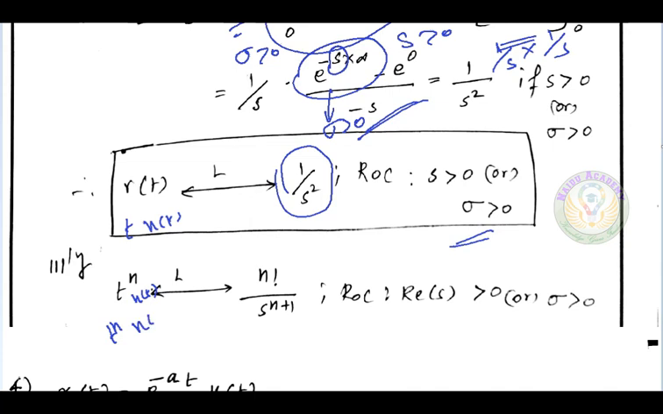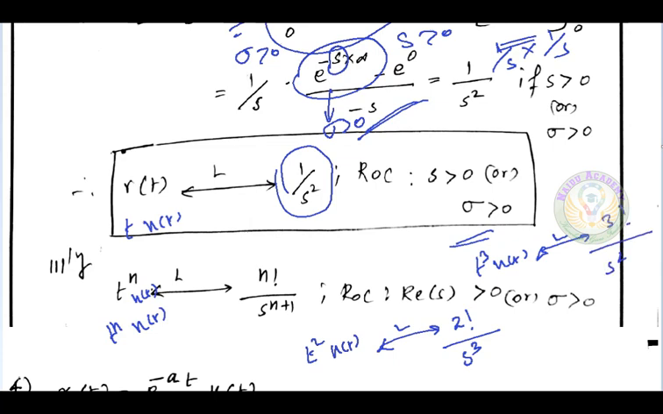T power n u of t, that will be n factorial divided by s power n plus 1. For example, t squared u of t. What will be the Laplace transform? It will be 2 factorial divided by s power 3, because 2 plus 1, that is 3. Similarly for t cube u of t, the Laplace transform will be 3 factorial divided by s power 4.